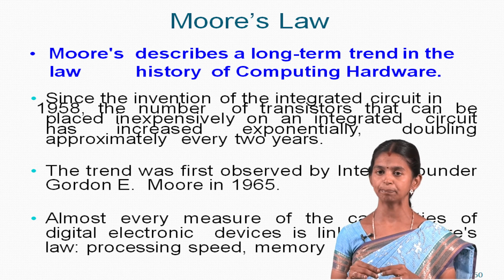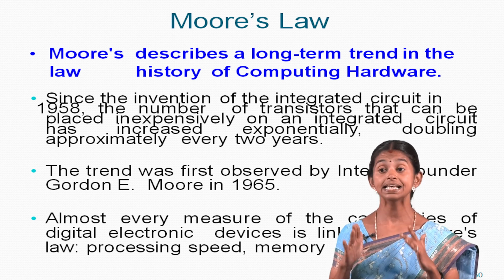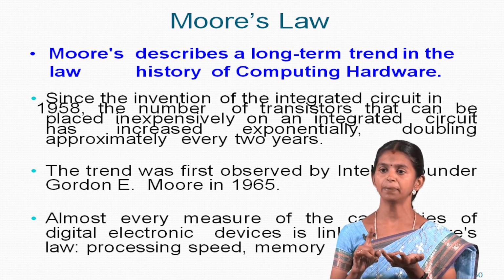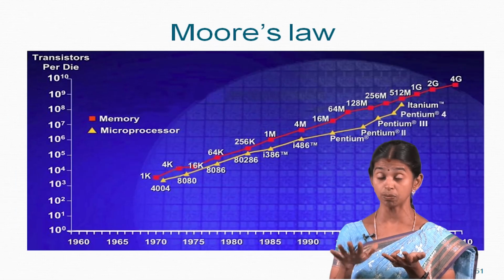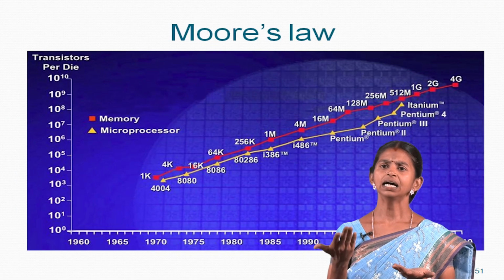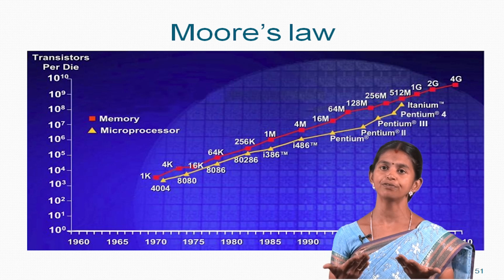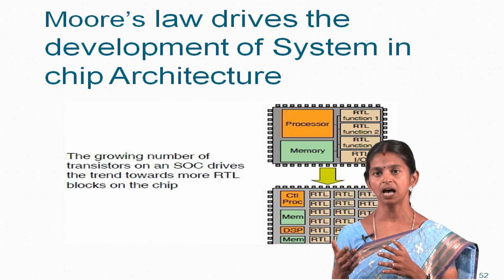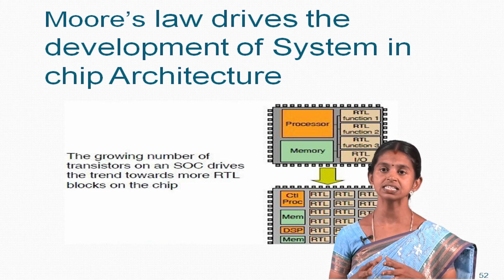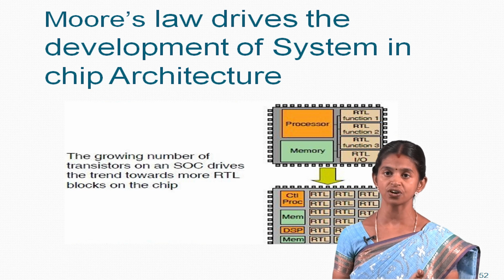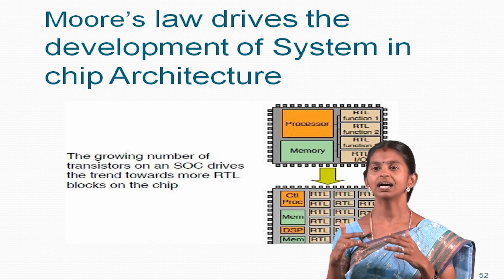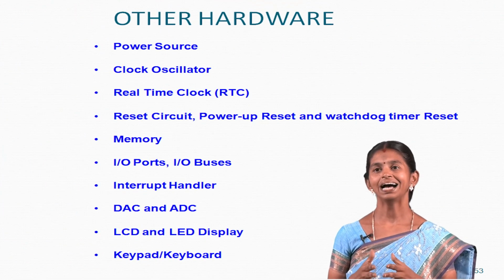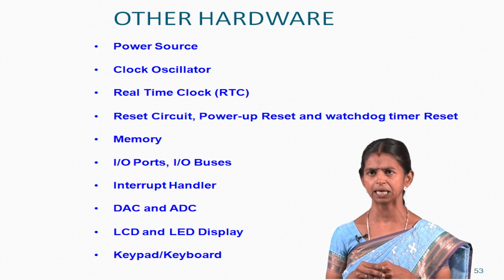Almost every measure of the capabilities of digital electronic devices is linked to Moore's law, that is, processing speed and memory capacity. The Moore's law procedure is displayed for your reference. Moore's law drives the development of system-on-chip architecture. The growing number of transistors on an SoC drives the trend towards more RTL blocks on the chip, as displayed for your reference. And what are the other hardwares that we are using in the embedded system?